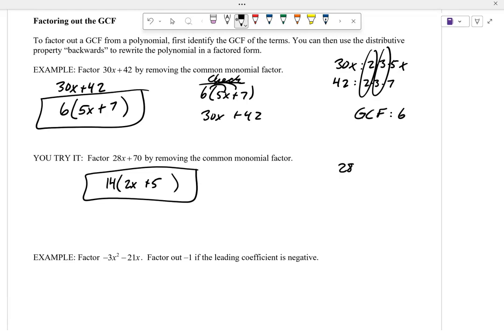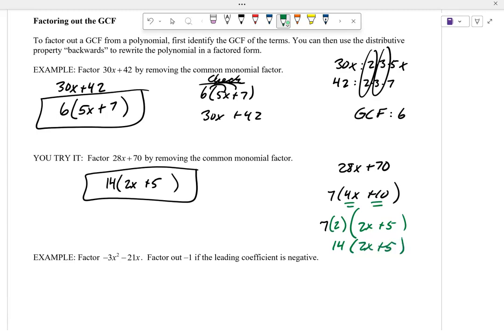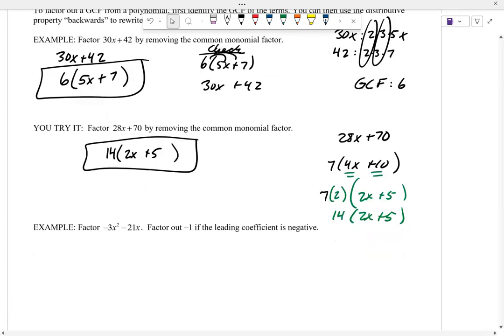And let's say you didn't scratch it out, and let's say you thought it was 7. Well, hopefully you're looking at this 4 and 10 and recognizing you can take a 2 out of both of those. So you'd still have the 7, but you got to take a 2 out of those other 2, and you'd be left with 2x plus 5. So either way, you should end up with that 14 out front times the quantity 2x plus 5 if you're going to remove the greatest common factor when you factor that.